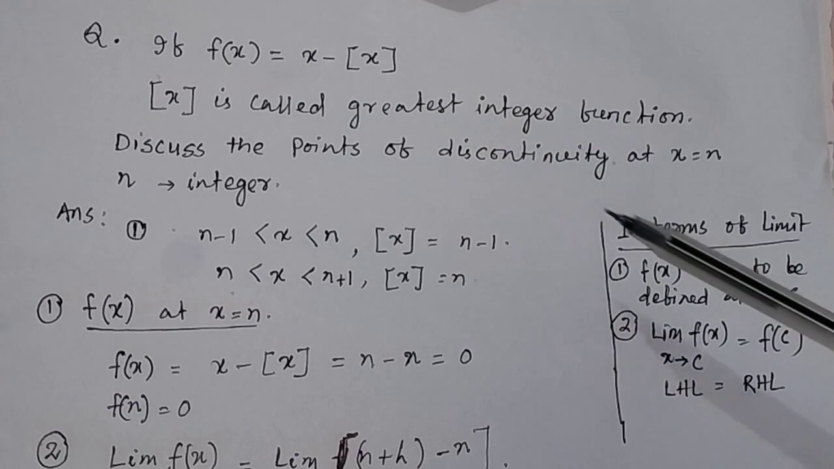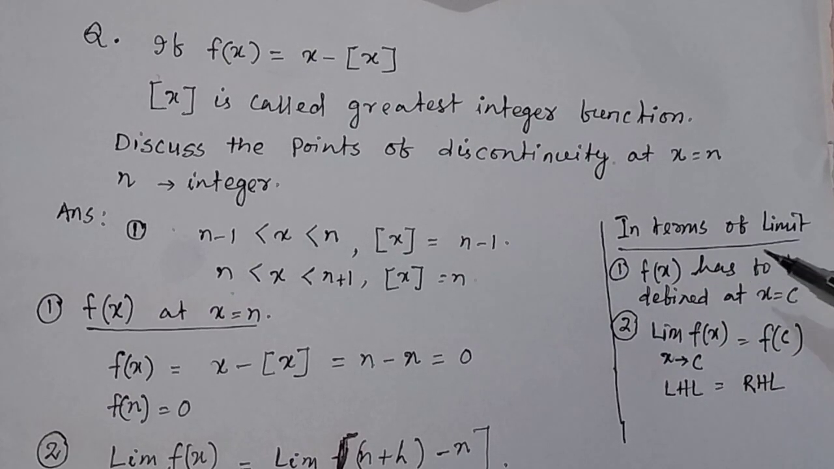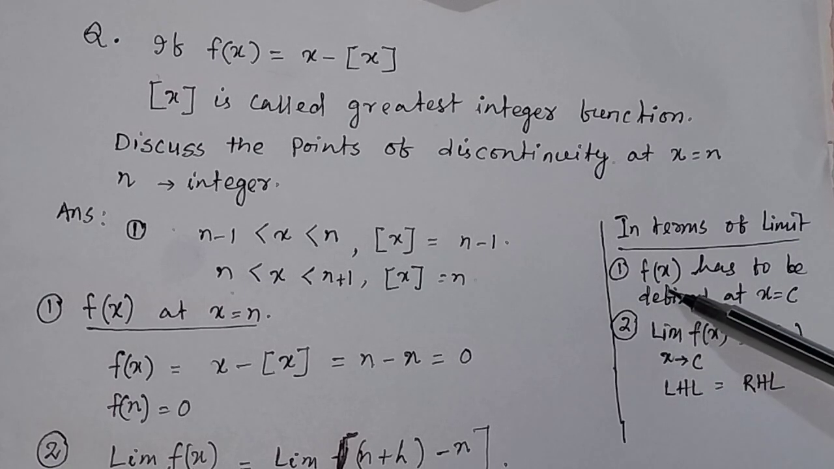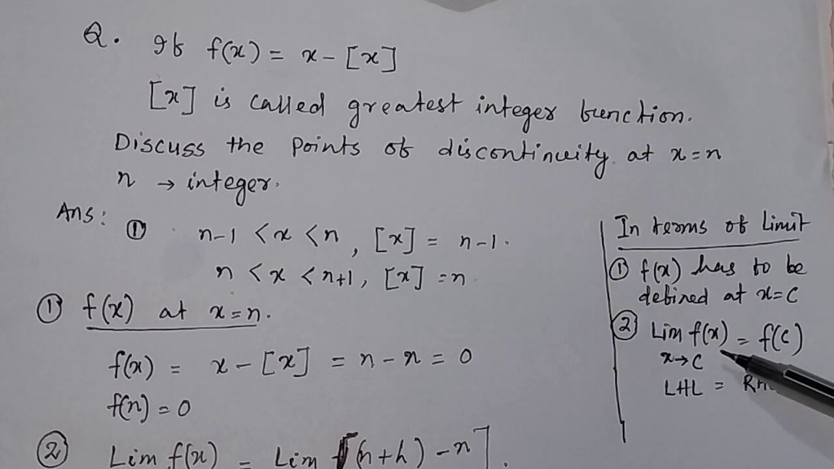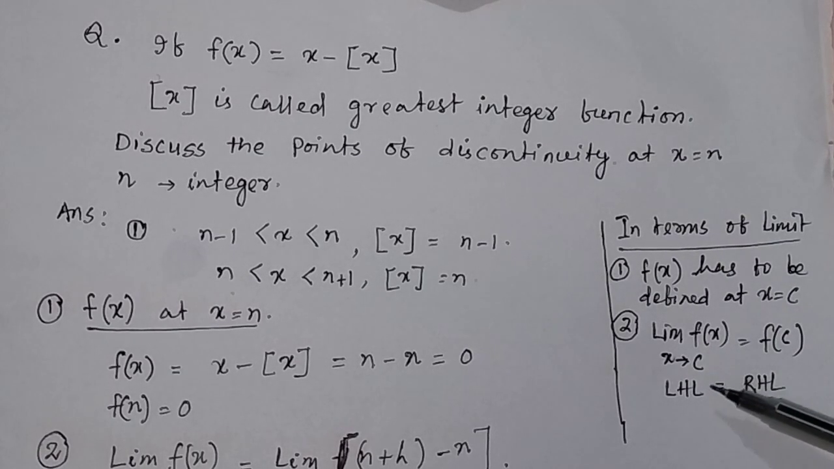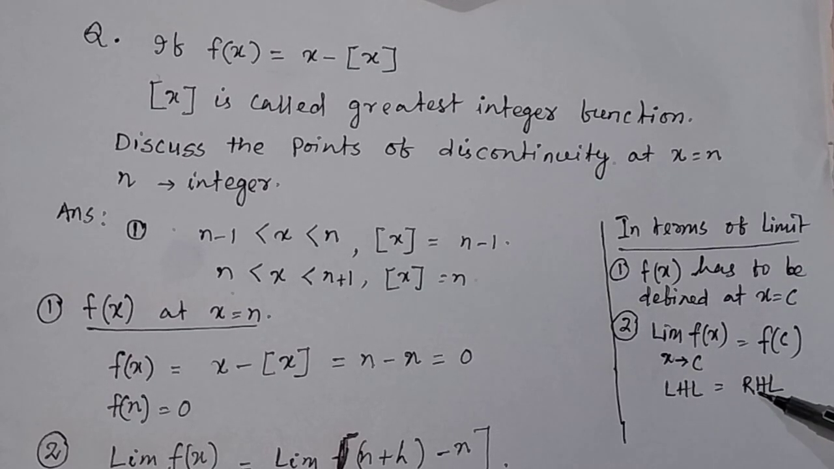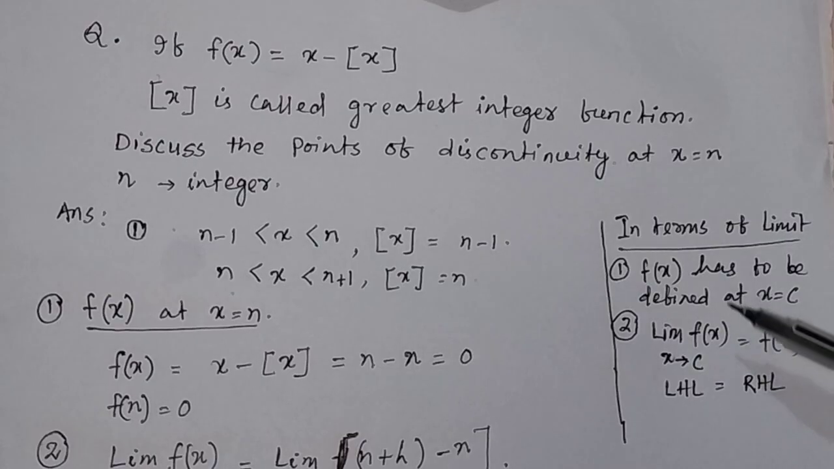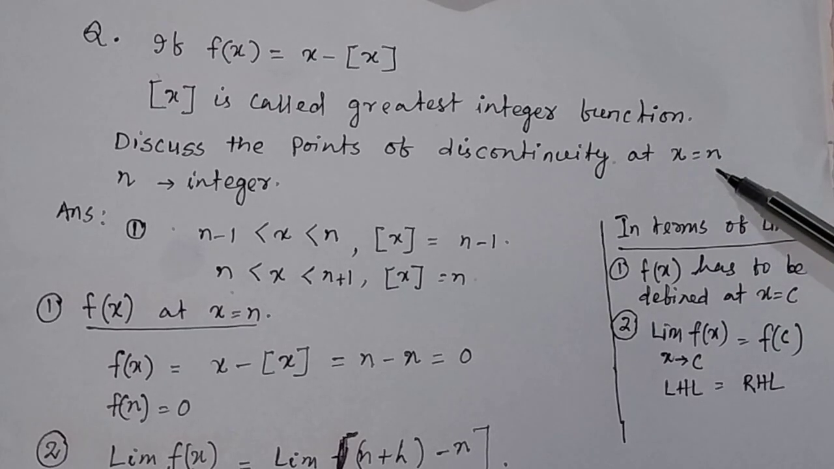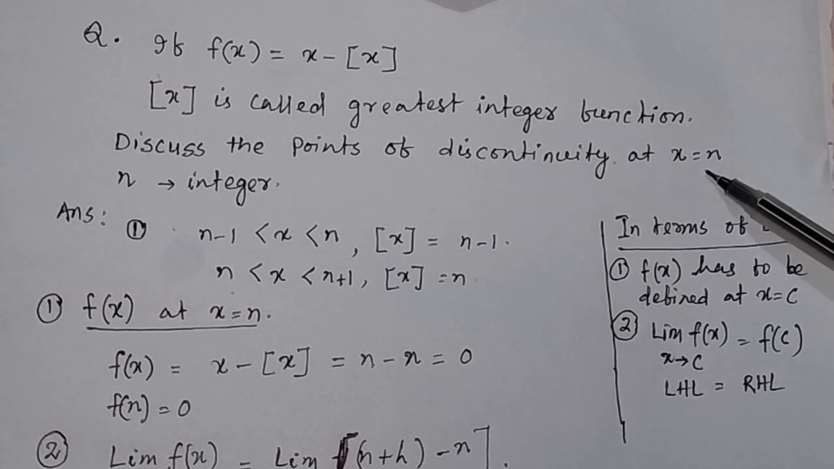To test the continuity of a function in terms of limit, we have to follow two conditions. Number one, the function has to be defined at x equal to c, and number two, the limit of f(x) as x approaches c is equal to f(c). That means the left hand limit must be equal to the right hand limit. Here I have written x equal to c in general, but here x is equal to n. We will check the discontinuity at x equal to n.